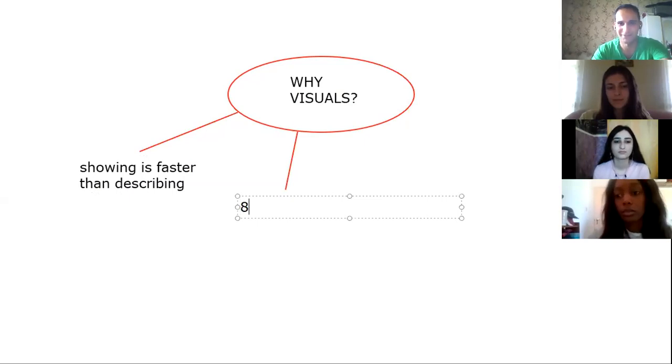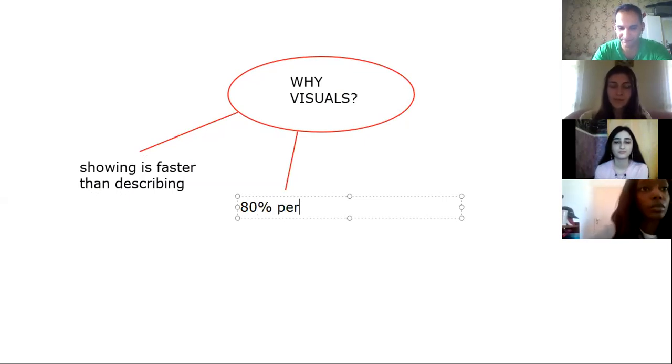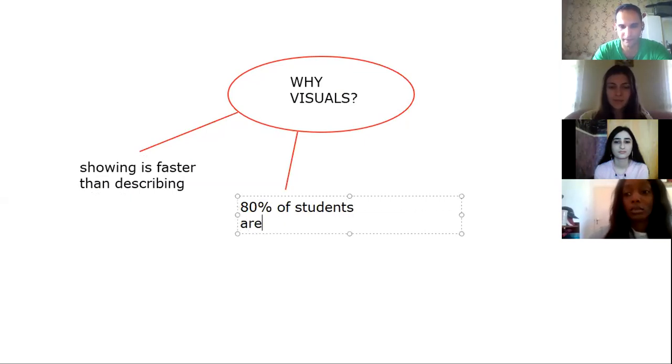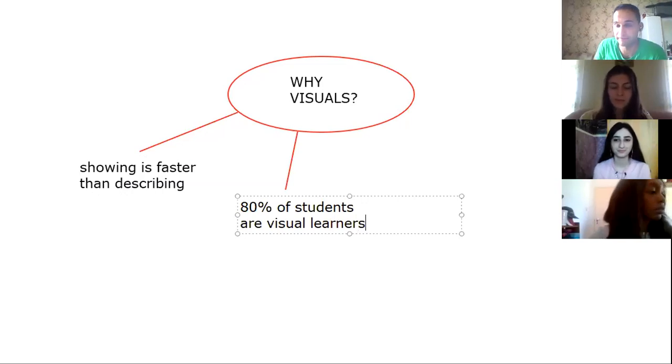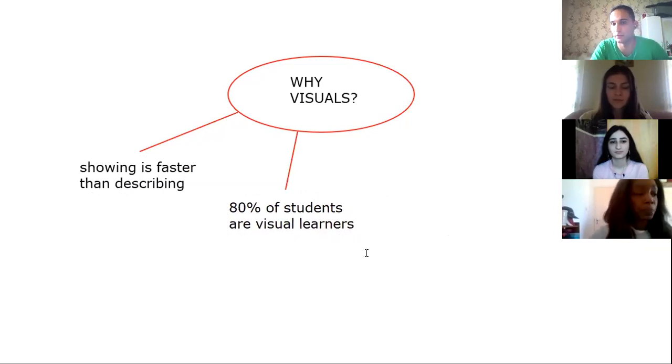The second one is the point of Layla. 80% of students are visual learners. So by using as many visual materials as you can, it will enable your students to learn faster, because their perception consists of 80% visual learning. So it means that we have a very strong why. It is statistically a big number of visual learners.